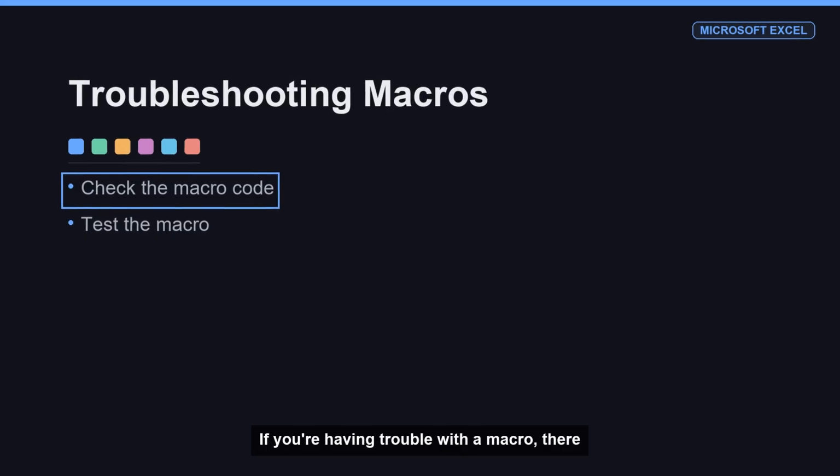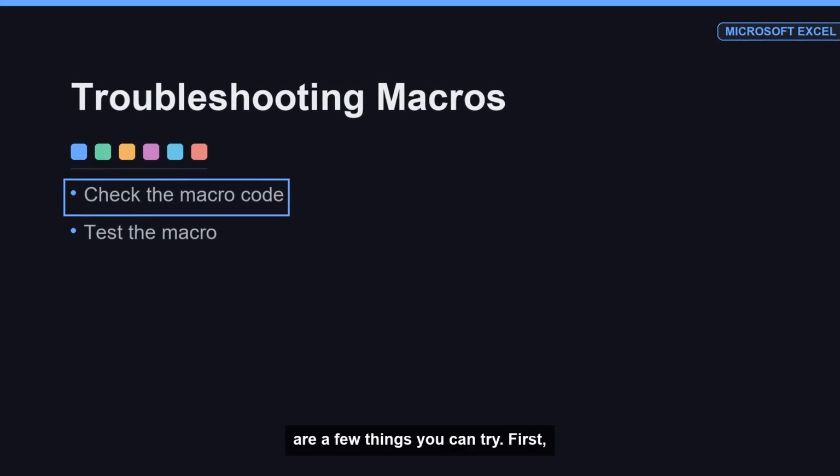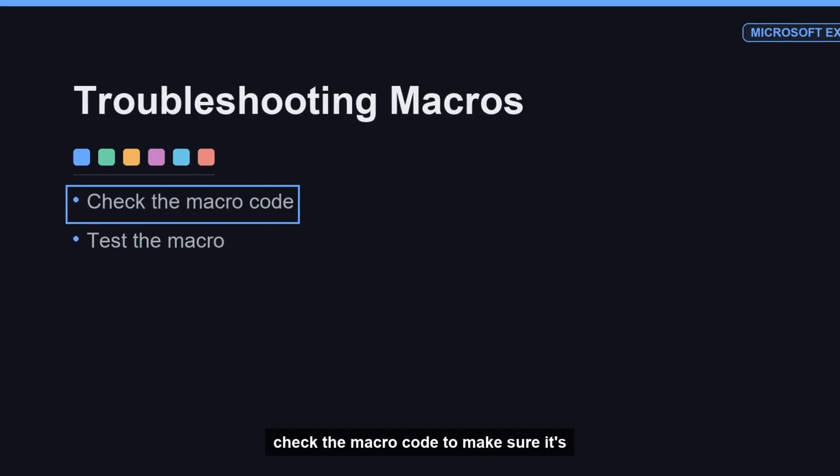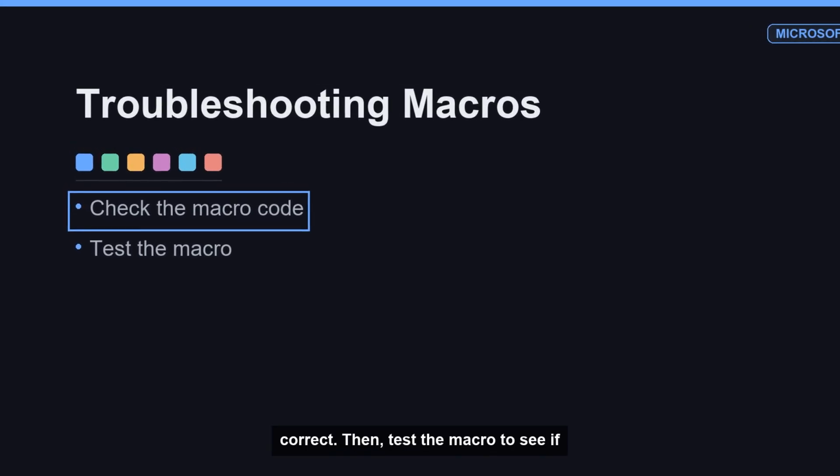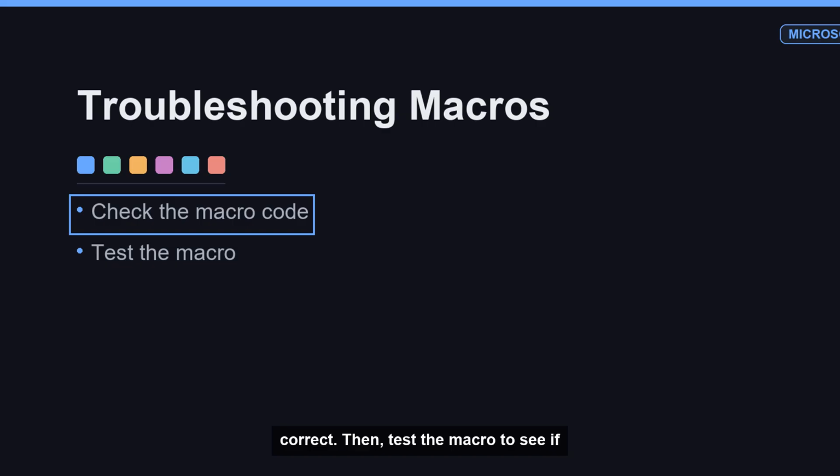If you're having trouble with a macro, there are a few things you can try. First, check the macro code to make sure it's correct. Then, test the macro to see if it's working as expected. If you're still having trouble, you can try debugging the macro or seeking help from a colleague or online resource.